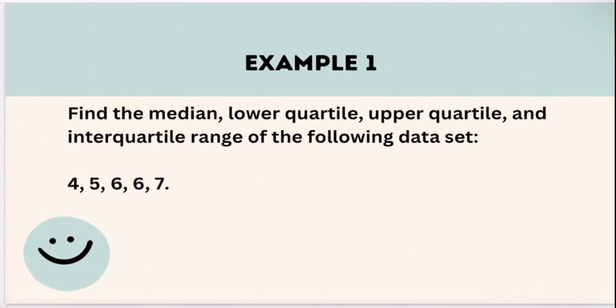Here we're asked to find the median, lower quartile, upper quartile, and interquartile range of the dataset. So let's start with the median, which is the middle number. Right off the bat, I noticed that these numbers are in the proper order from smallest to largest. If they were not, I would need to rewrite them in the correct order. Now, in this case, there are 5 numbers in the data set, and so therefore the third number is going to be the middle number.